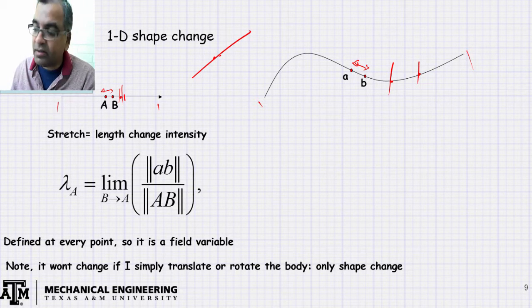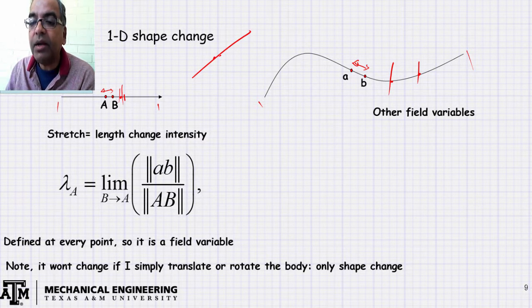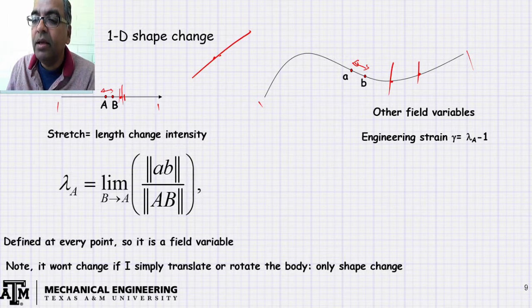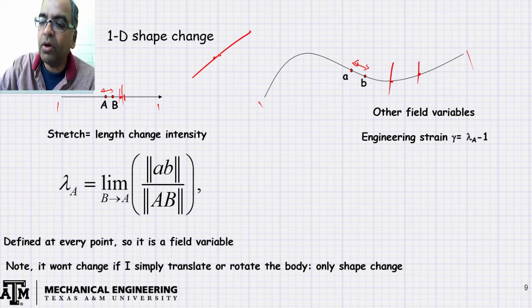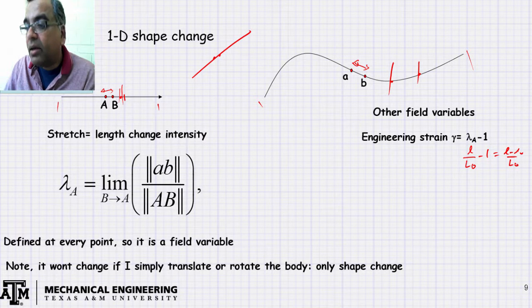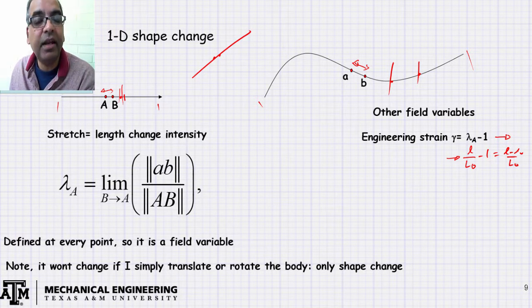Okay. Now once you got the stretch, you can do a lot of other things which you have heard of but probably not defined in a careful way. You can define other field variables. Engineering strain, it is stretch minus 1. Okay, this is, if you look at it, current length over L naught minus 1, which is L minus L naught over L naught. The thing about the original definition is it was not defined as a field variable. Here it is, but it's the same idea. Engineering strain is also a field variable.